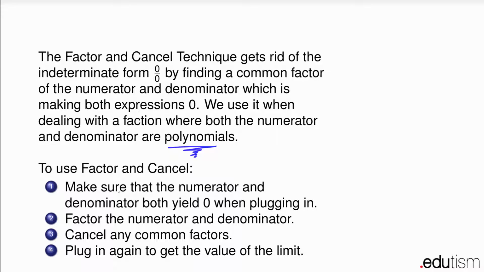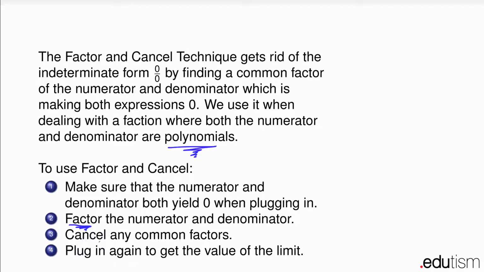The first step is to make sure that the numerator and denominator both yield 0 when plugged in. If we don't get 0 over 0, we do not need to use this technique. The second step is to factor the numerator and denominator. Again, we can use various factoring techniques to factor those polynomials. The third step is to find any common factors and cancel them. If we don't see anything that cancels, we probably have not factored enough.